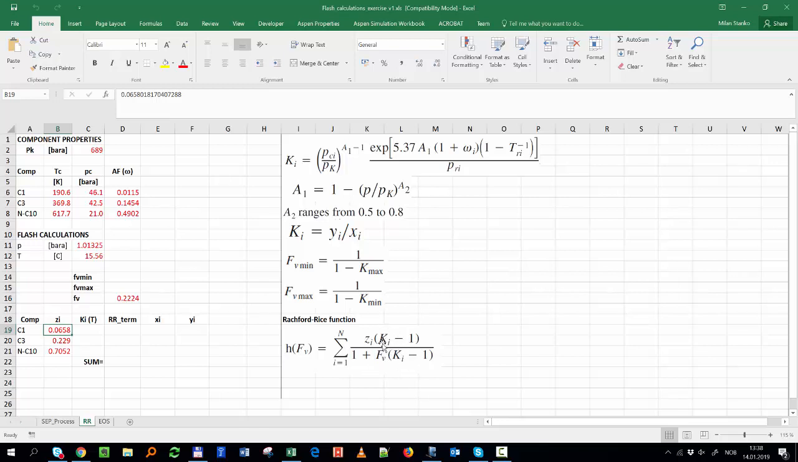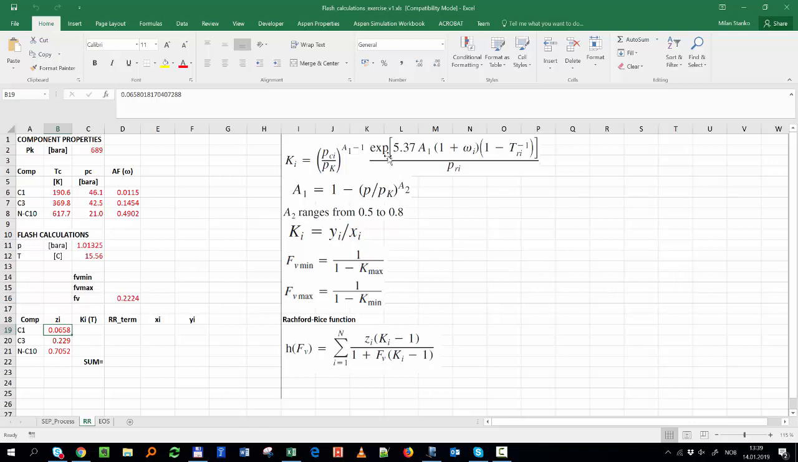Instead of reading from a chart, we're going to use an equation. That was that equation that I told you, tuning the data. You try to match this Pk, convergence pressure, to go through the data. In this case, Pk is 689, and we're going to use that expression.